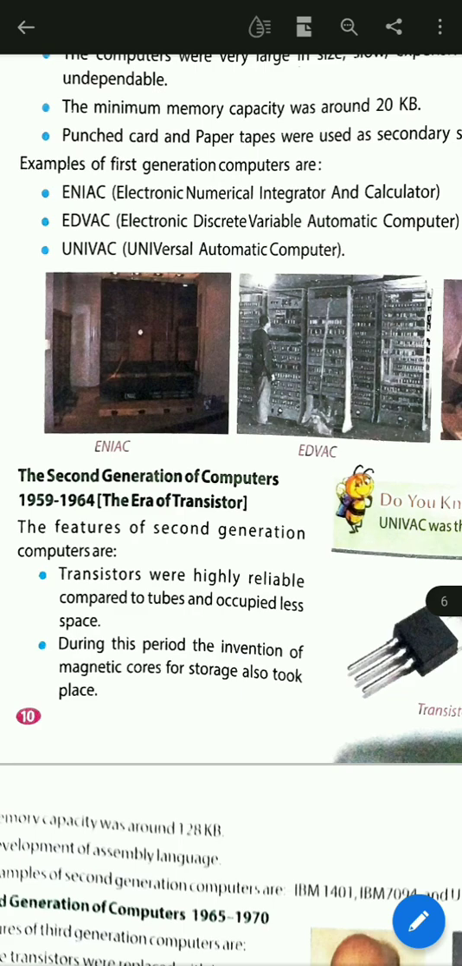Assembly language was developed in the second generation computers. Examples of second generation computers are IBM 1401, IBM 7094, and UNIVAC 3. So students, these are the examples of second generation computers.